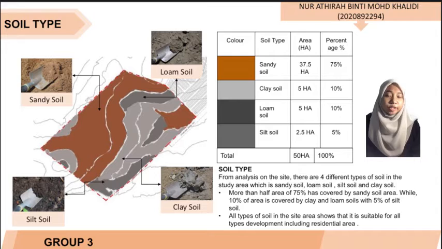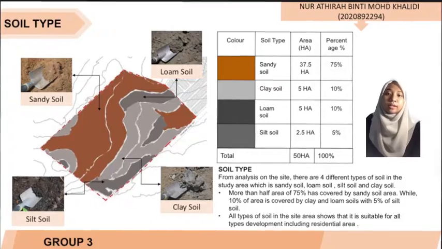Secondly, clay soil that contains a lot of water, wet and moist in the winter and dry in the summer. Number 3, loam soil that has the combination that can avoid the negative effect. And lastly, silt soil that will easily compact and be swept away by rain. All this type is the proof that the majority of soil in the site is suitable for the residential development.